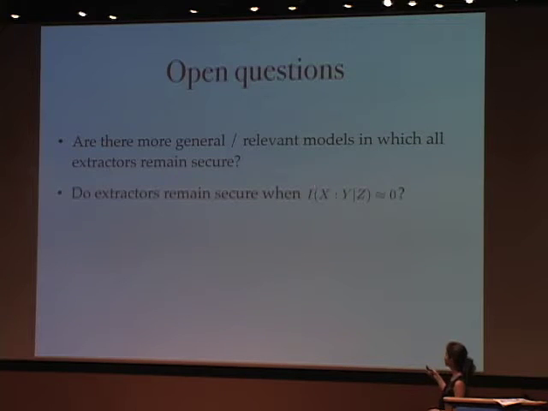Okay. Another interesting question is the following. What we show is that in the Markov model, so when the mutual information between x and y given z is exactly 0, the extractors work, but it's still very interesting to see what happens if the mutual information is almost 0, not exactly 0. Okay, so this is also important for practical applications.